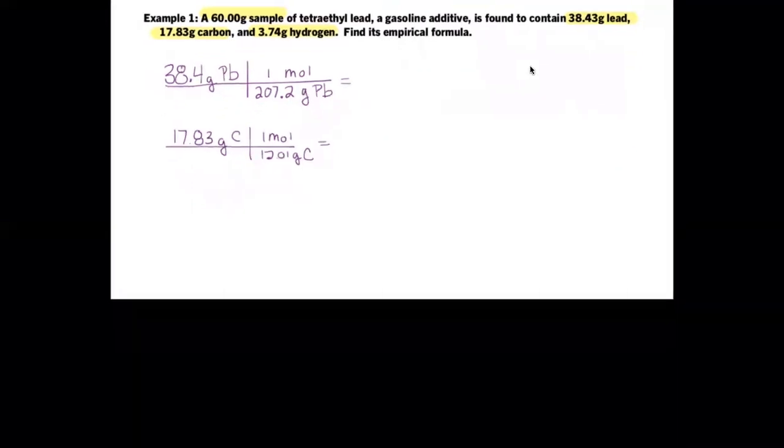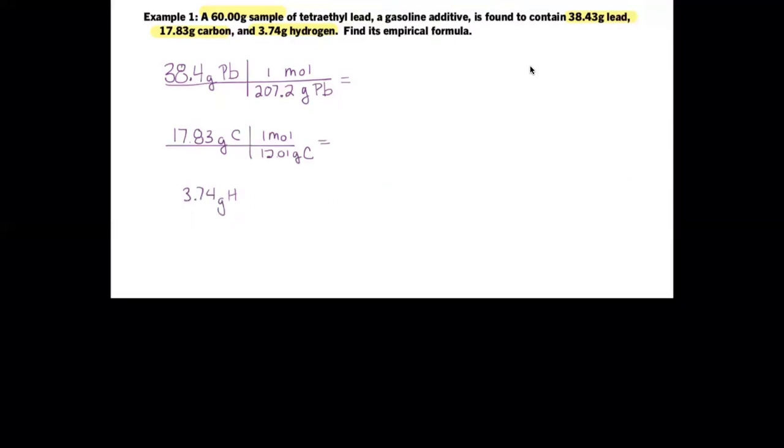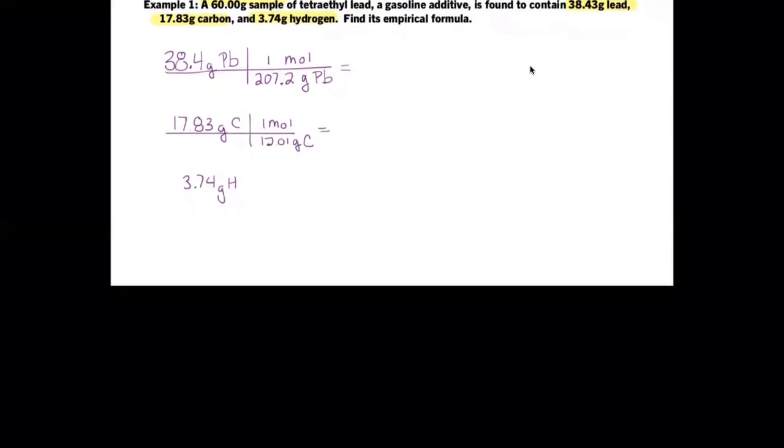And then the very last one I need to convert is my hydrogen. And in this case, I have 3.74 grams of hydrogen. Now, sometimes for hydrogen, we will be using the diatomic version of it, but in the case of empirical formula, we want to just use 1.01, not 2.02, because it's not diatomic based on these problems.